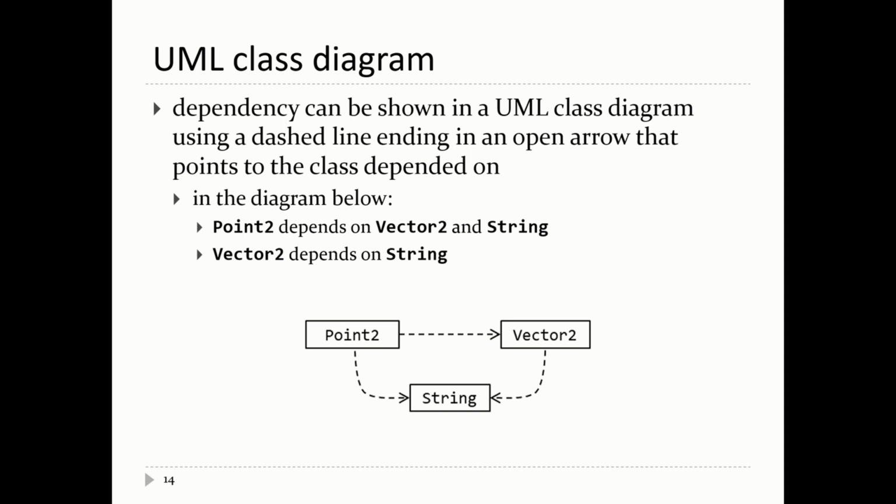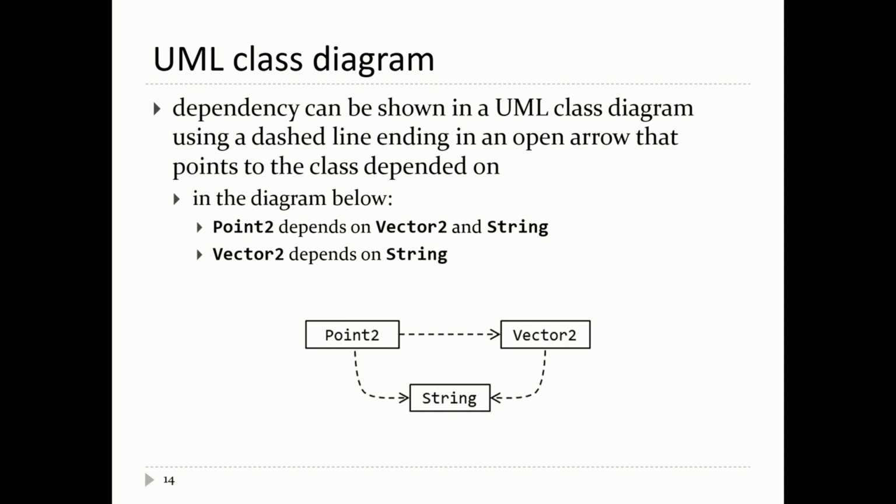So you can show the dependency relationship in a UML class diagram. So there's this class Point2. Now, Point2 implemented this method called toString, which returned a string representation of the point. So Point2 uses the String class. And the way you show that on a UML class diagram is you connect the Point2 class to the String class using a dashed arrow, a dashed line with an open arrow on the end. The line style and the arrow style are significant in UML class diagrams.